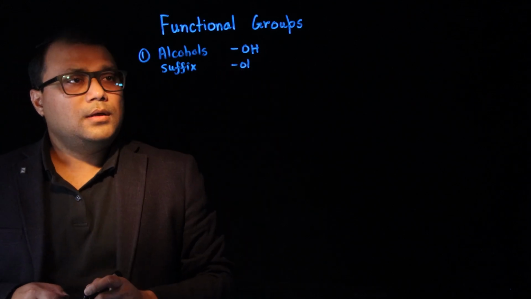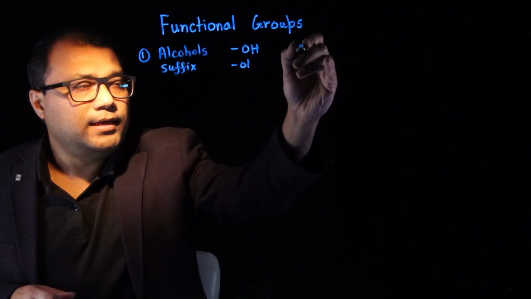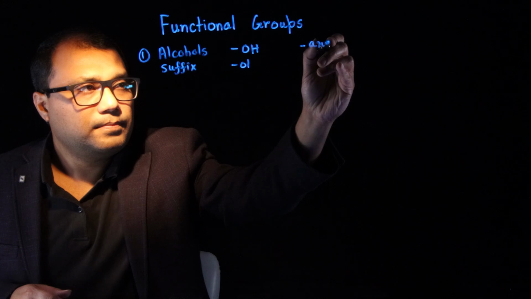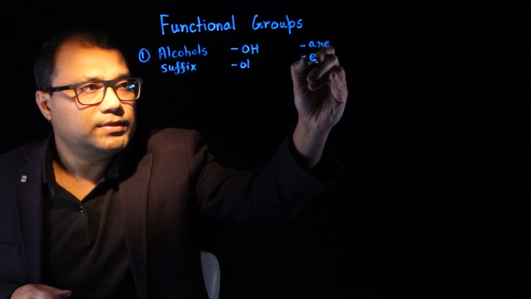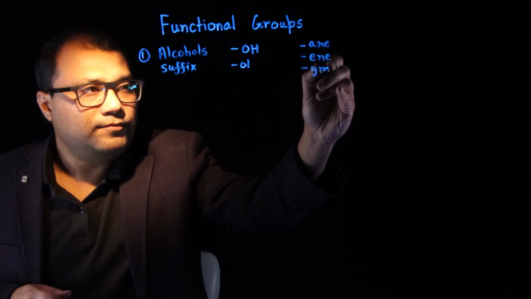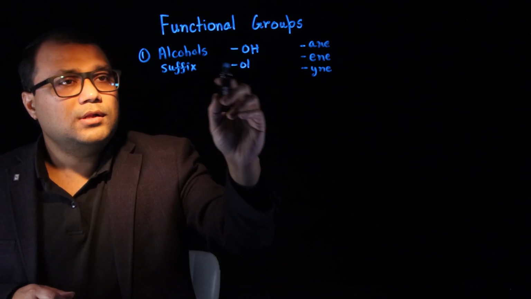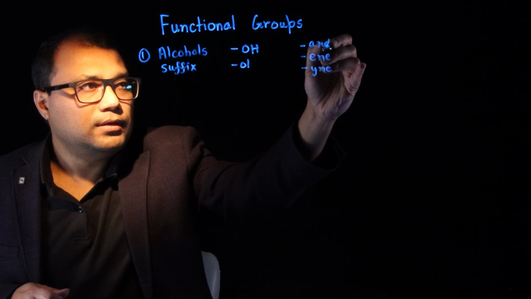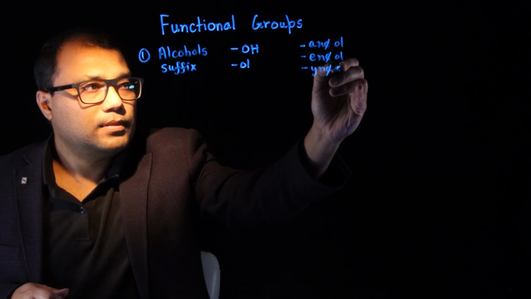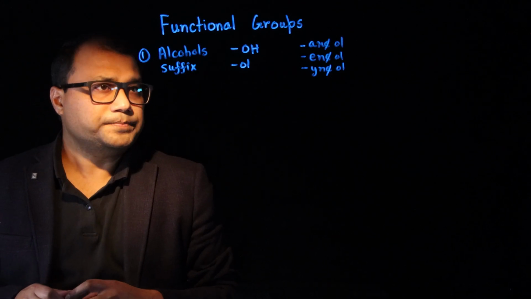Okay, how we put the suffixes: if it is an alkane, the suffix is -ane. If it is an alkene, the suffix is -ene. And if it is an alkyne, the suffix is -yne. We all know this. How we add this -ol suffix behind these is we cut out the e and we add -ol. Okay, I'll go over some examples, it will make it clear.